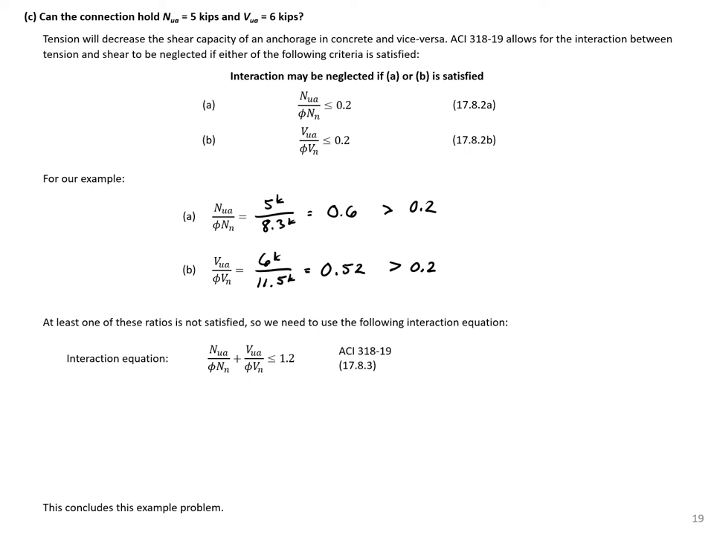So then we can come to our interaction equation, which is shown here. With this interaction equation, we can plug in our ratio values that we found above. So 0.6 plus 0.52, which will be equal to 1.12. And we can compare that to our limit of 1.2 and see that 1.12 is less than 1.2. So our design check is okay. So our connection can hold and would be designed properly for a 5 kip tension load and a 6 kip shear load. So with that, this concludes this design example.